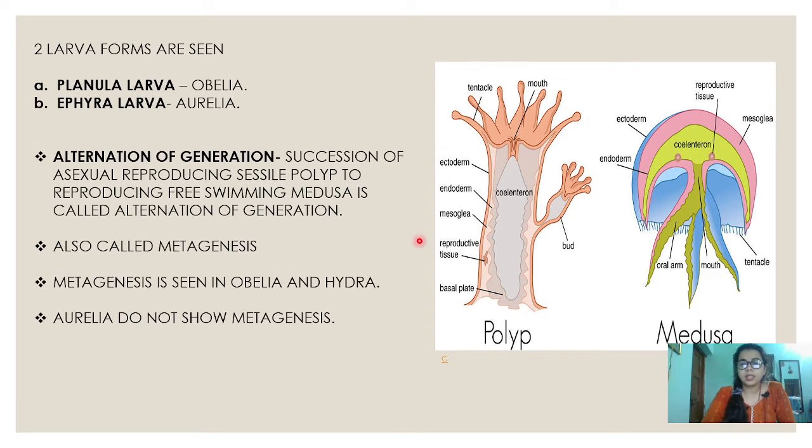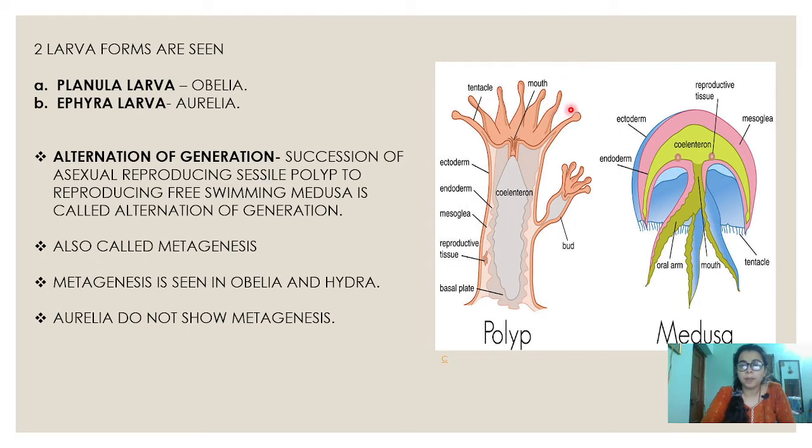Okay, and this is the structure of polyp. They have the basal plate where they undergo the sessile life, that is they do not undergo any movement. Sessile means they are fixed in one position. This is the outer ectoderm, then the endoderm, and in the middle is the mesoglea. Instead of mesoderm, mesoglea will be present, and this is the coelenteron. Instead of coelom, coelenteron is present. And these are the tentacles which are present in the mouth region. This is the mouth and these are the tentacles.